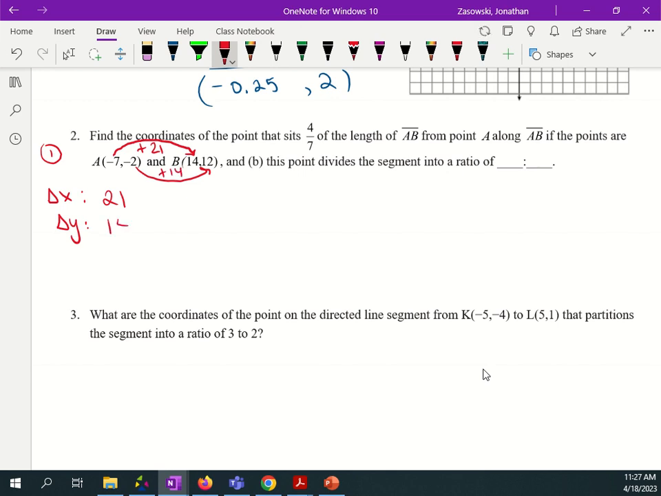Okay. Now, this already gives me a fraction, so all I have to do is multiply 21 and 14 by 4 over 7. Now, it's really the same as doing 21 divided by 7 times 4. So that gives me 12. And 14 divided by 7 times 4 is 8. So all I'm going to do is take current point A, which has these coordinates, and do what to them?